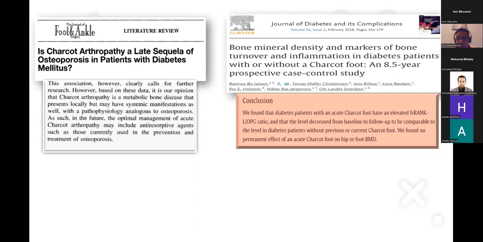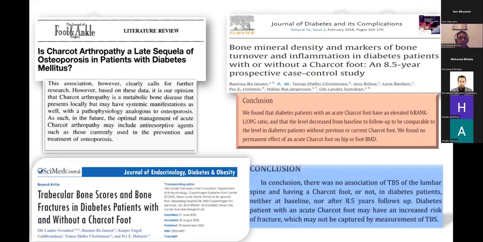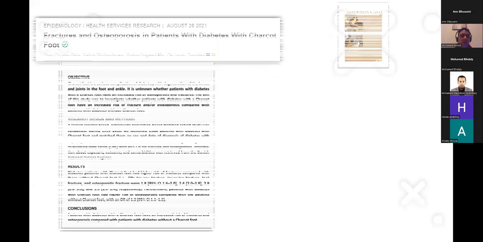While in 2018, the Journal of Diabetes and Its Complications showed, in a case-control study, that BMD, bone mineral density measured by DEXA scan, showed no significant effect even during the acute stage, and even on following the patient for about 8.5 years, with no effect on the hip or even on the foot. Even the trabecular bone score, which was recommended by our staff today, showed also no effect during the same duration.